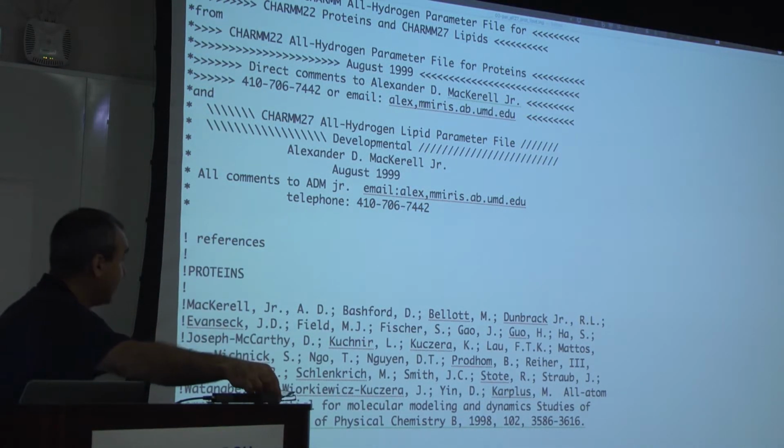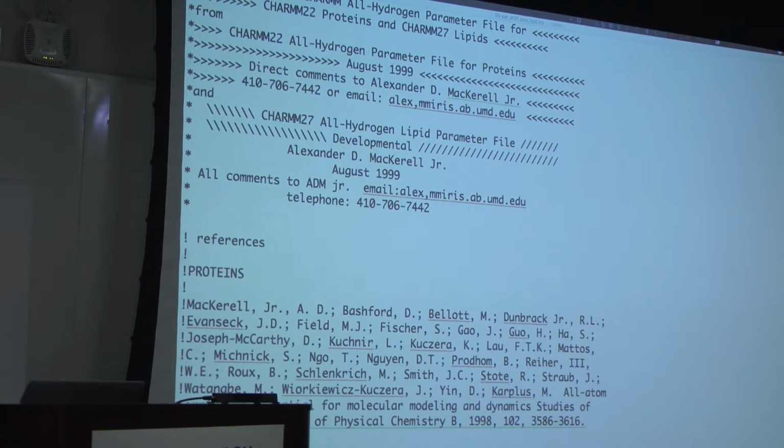I need my glasses. Can you guys see it from the back? OK, so I tried to increase the font as much as I could.